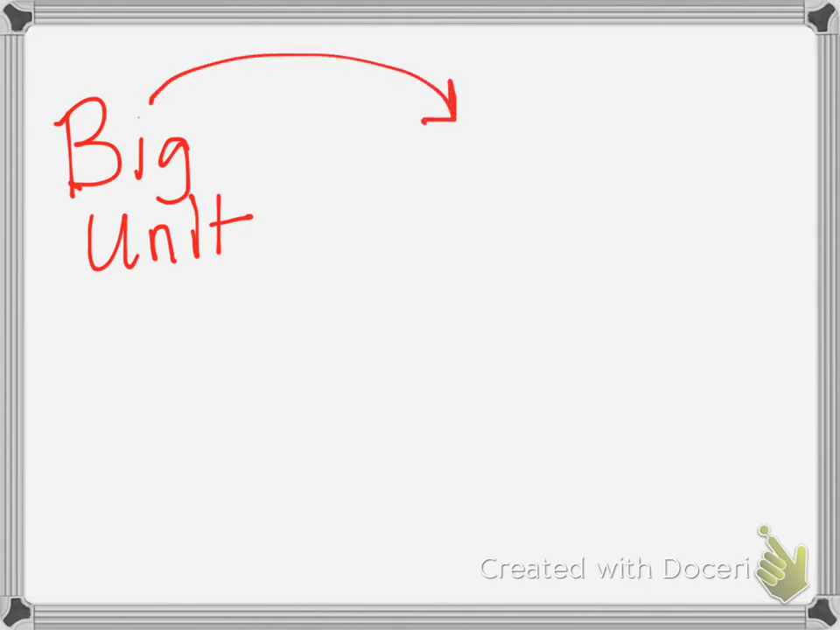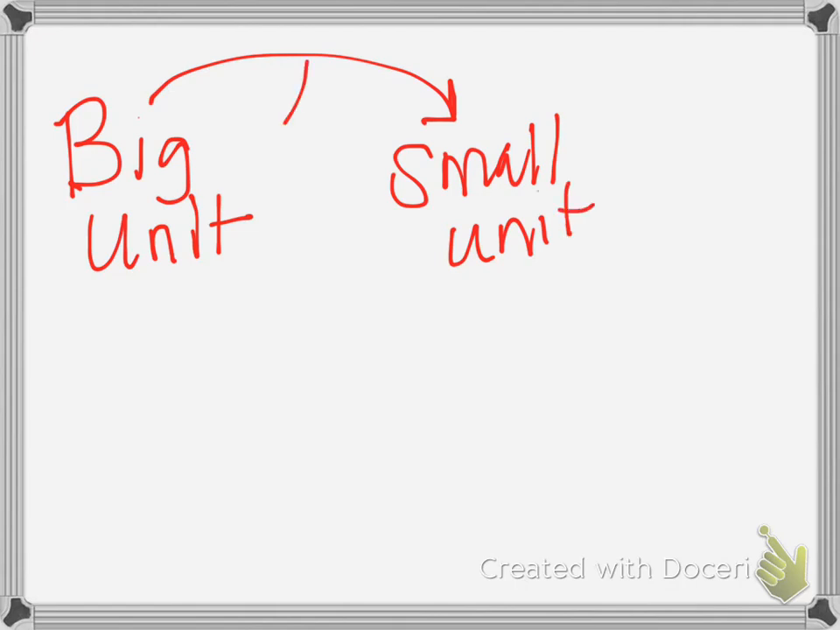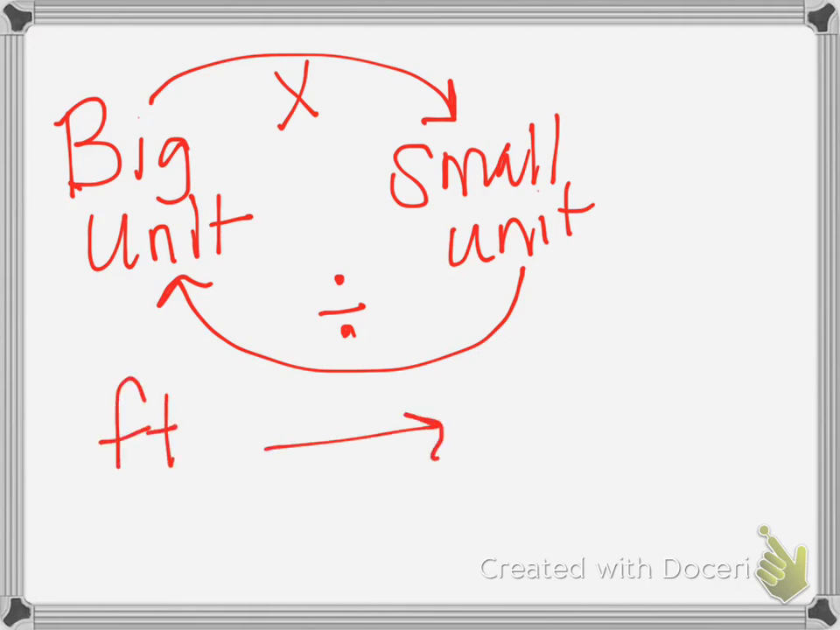The first thing we need to do with the tic-tac-toe method is we need to understand what operation we're doing. If we start with a big unit, okay, and we're going to a small unit, we're going to multiply. If we're going from small to big, we are going to divide. So you might be thinking, what are you talking about? Big to small. So a big unit might be we're going to start with feet and we're going to go to inches because feet are bigger than inches.